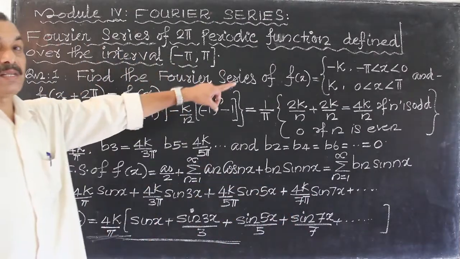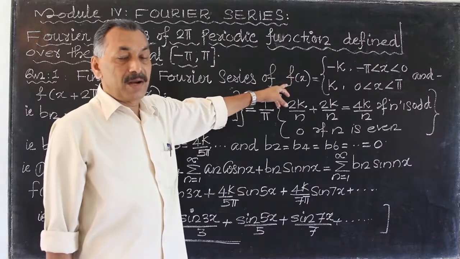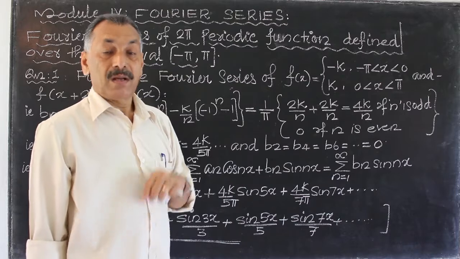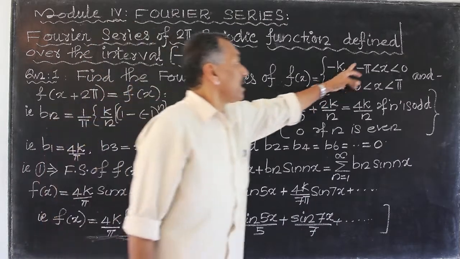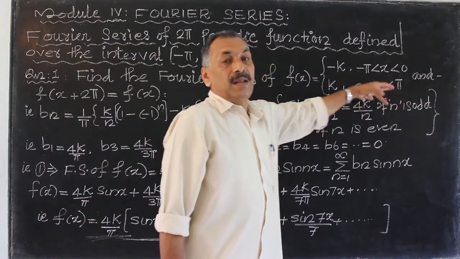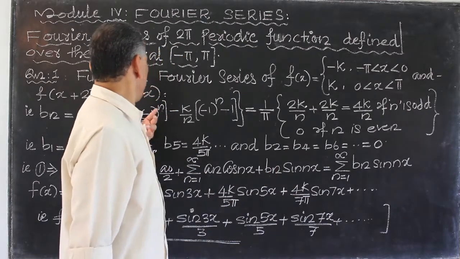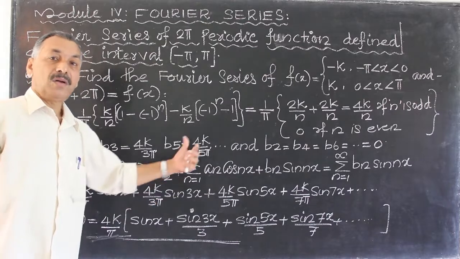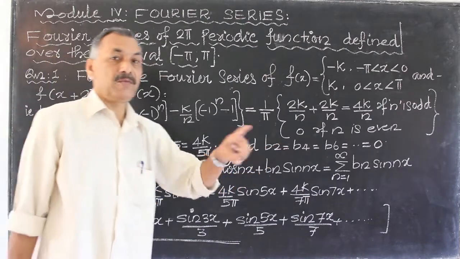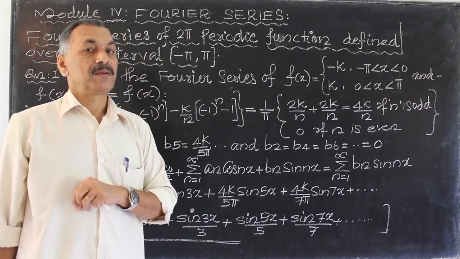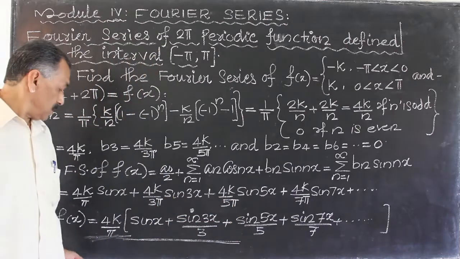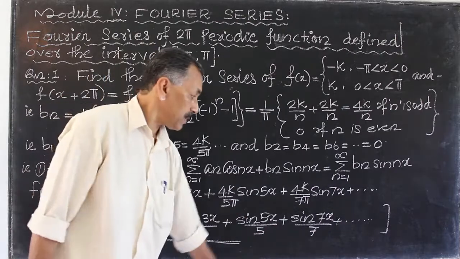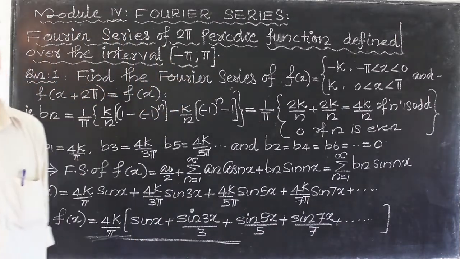What is the property of this function? It is a periodic function with period 2 pi defined in the interval minus pi to pi. Then the Fourier series expansion of f(x) is this one: a0 is 0, an is 0, and in bn only b1, b3, b5, etc. exist. Giving those values, f of x is equal to 4k by pi into sin x plus sin 3x by 3 plus sin 5x by 5 plus sin 7x by 7 plus etc.